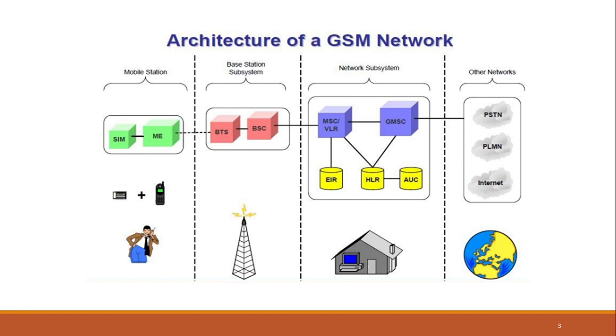The next portion is known as the network subsystem. It is called the core of the network and it tracks the location of callers to enable delivery of cellular services. It is made up of a variety of parts, including mobile switching center, home location register, visitor location register, authentication center, and equipment identity register. These components perform different functions, which will be discussed next.